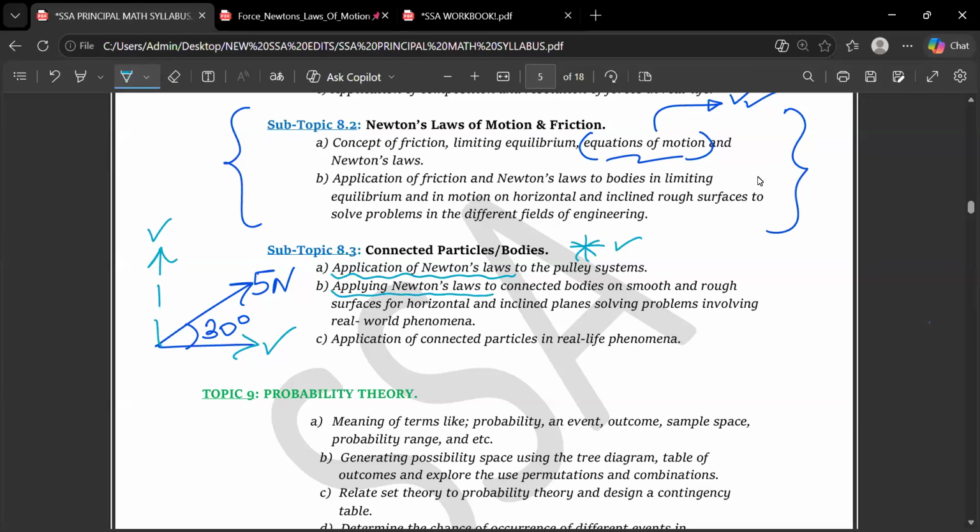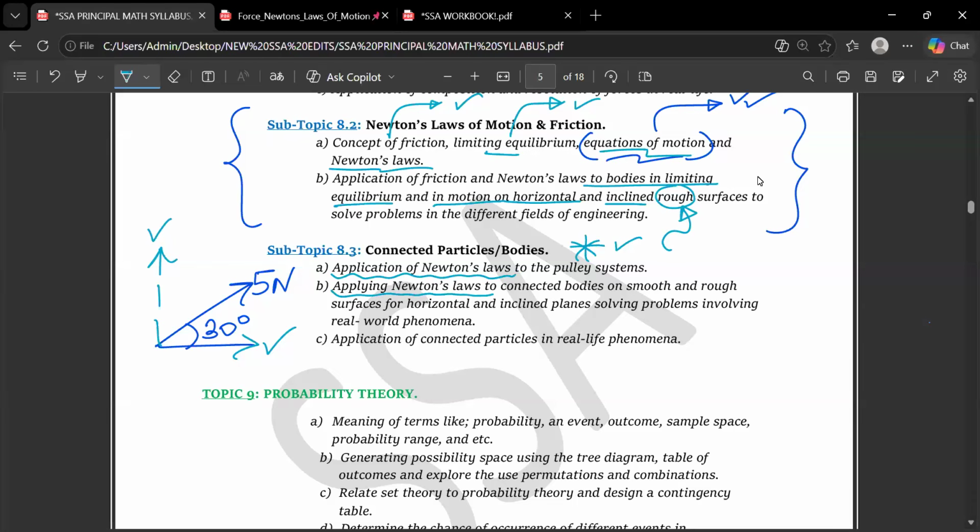Okay, now when you look at this, they have a lot of things they have attached here. We are having the concept of friction, we are having limiting equilibrium. Are we together? Then we have equations of motion, we have Newton's laws, then we have the application of both to bodies in limiting equilibrium and in motion on horizontal and inclined rough surfaces. So here they are talking of only and only rough surfaces, but for you to understand rough ones, you should know smooth ones. So we are going to include the smooth. Let me hope that is understood.